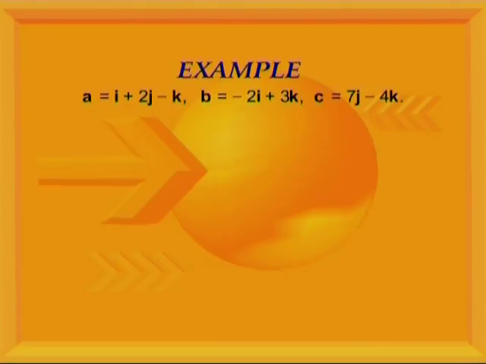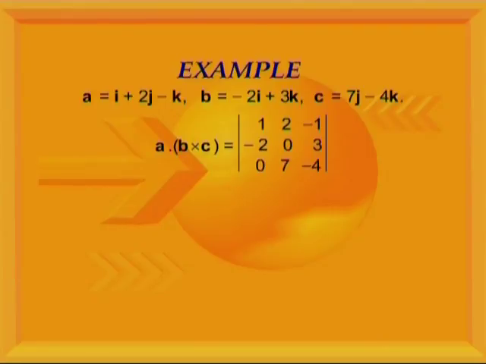So triple scalar product A dot B cross C becomes equal to the determinant whose first row is the coefficients of ijk from A, which is 1, 2, minus 1, and the second row is from the coefficients of ijk of the vector B. So that is minus 2, 0, 3, because the j term is not there, and the third row similarly is 0, 7, minus 4.